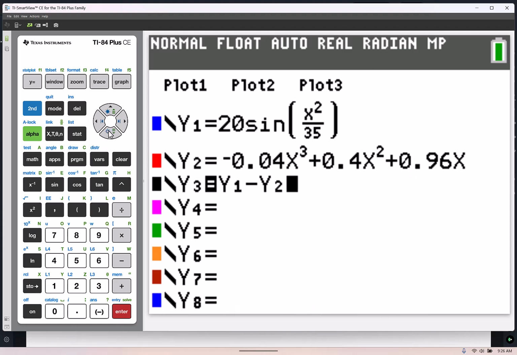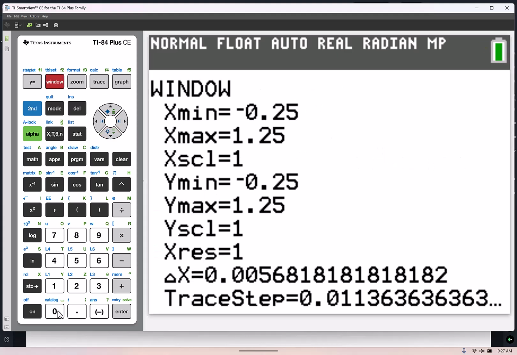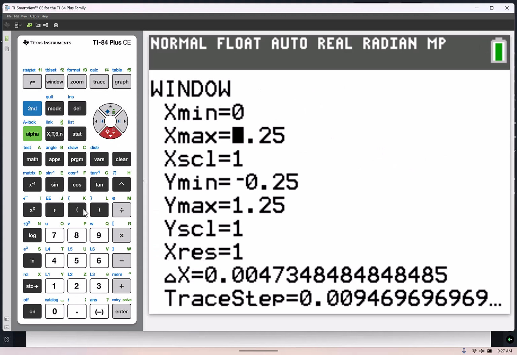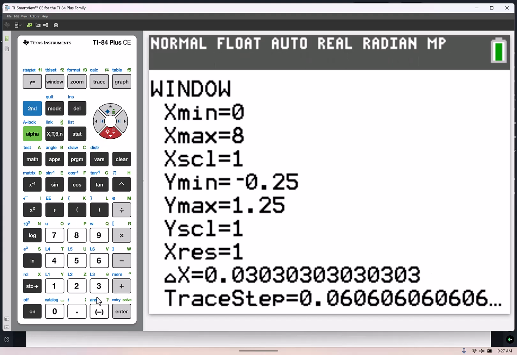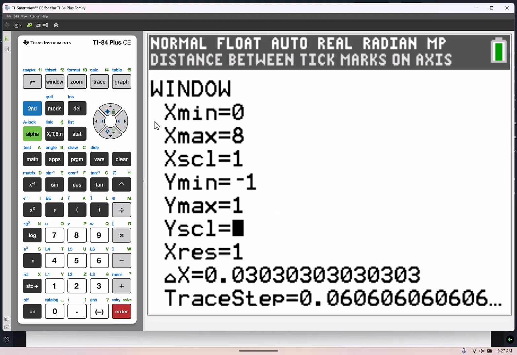There it is. I'm just going to graph that. Before you push graph, push window. You're only searching between what and what? 0 and 8. And we're going to hover around the x-axis, so I'm going to say -1 to 1. And I'm going to push graph.